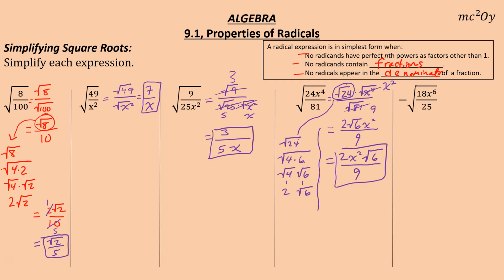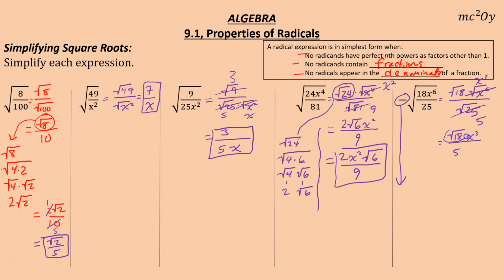Okay, let's go ahead and try one more up here. Notice there's a negative. That negative is just going to drop down to the end. So we have root 18, root x to the 6th, root 25, pieces that break apart, perfect, that's 5. So I like to write them as I'm doing them. That's x cubed. And that's root 18.